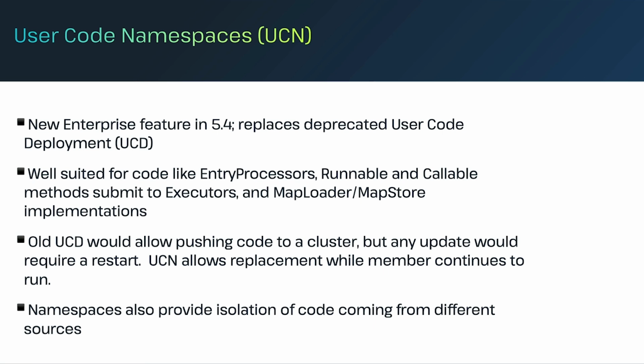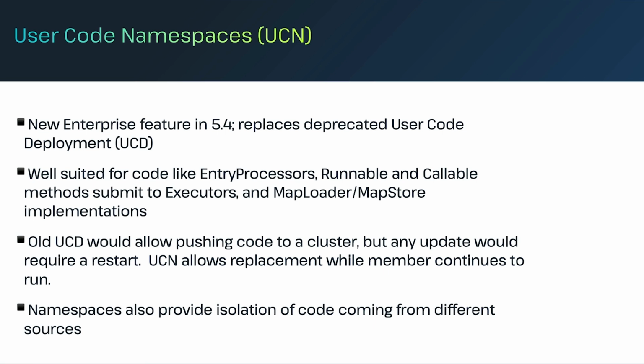In embedded mode, this code is part of your application and so readily accessible to Hazelcast. In client-server mode, you need to make this code available to cluster members. Now, the simplest way to do this is to put the classes on the class path of all members, but that's not always going to be desirable. What user code deployment allowed was clients could push code to the Hazelcast members over the network, avoiding changes to the member class path. However, once this code was deployed, it could not be replaced without doing a rolling restart of the cluster to clear out the old code.